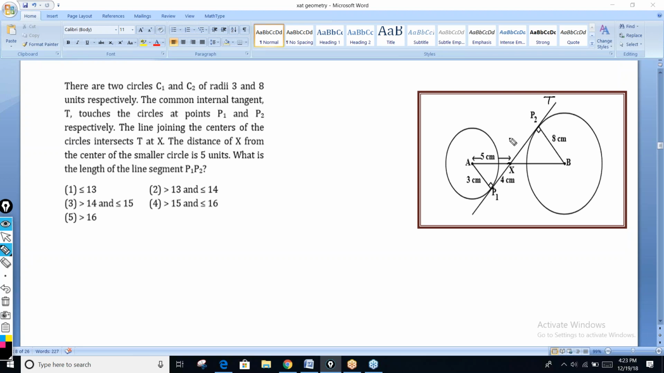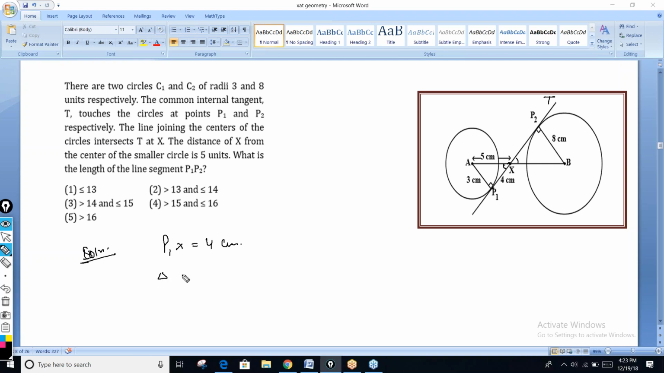We need to find out this length. So this is the radius 3, this is 5. So obviously we can get the value of P1X, which is nothing but 4. First step. Now for P2, we know the radius is 8. Do we know this angle and this angle are equal, vertically opposite angles? This angle is 90 and this angle is 90.